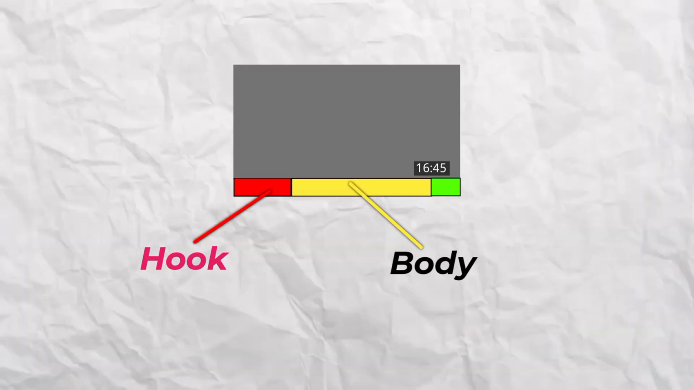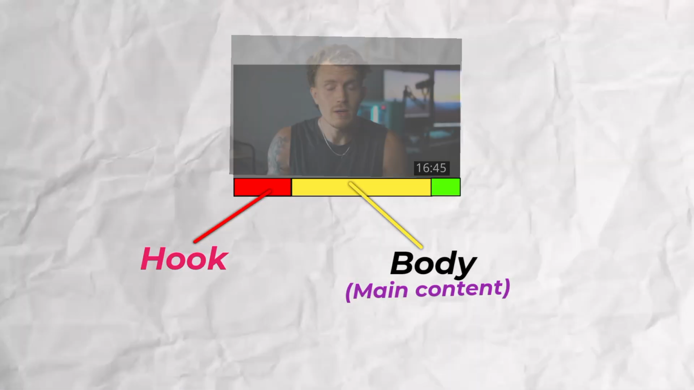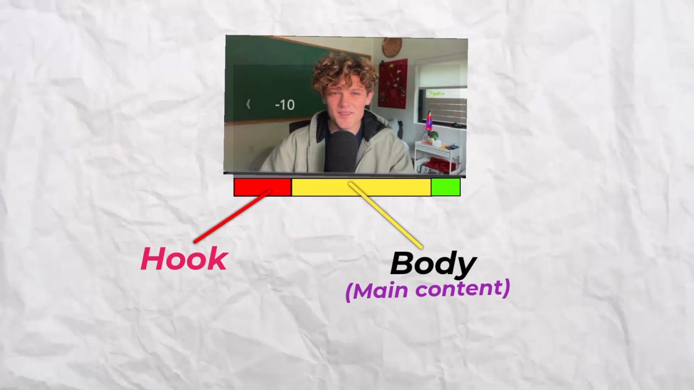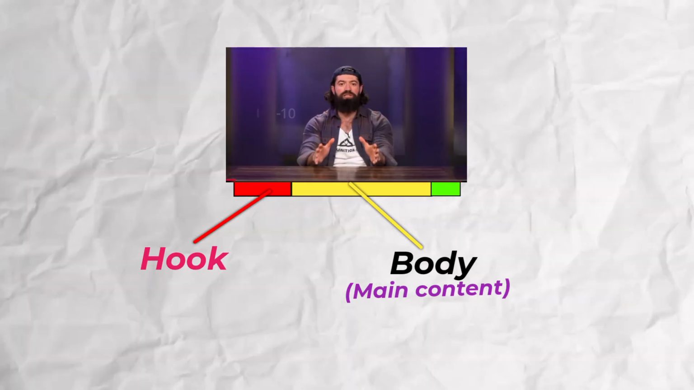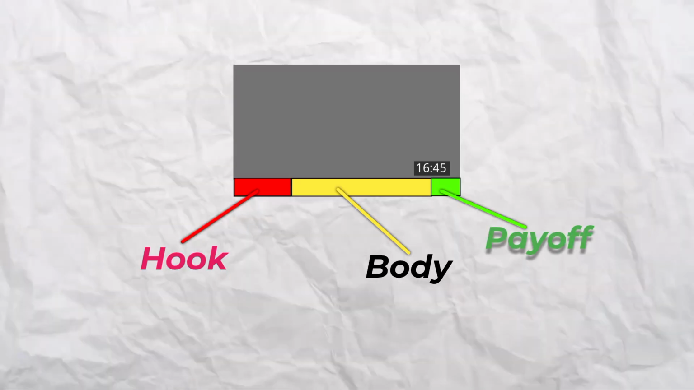Then the body. This is your main content. Could be pure information, could be storytelling, could be both mixed together. This is where you actually teach, entertain, and deliver on what you have promised in the video. Then finally, the payoff. This is where you deliver on your promise. You hype something at the start and use the payoff to deliver your promise at the end. In between them is a story. Start, payoff, story.